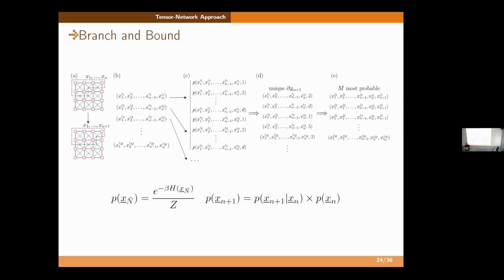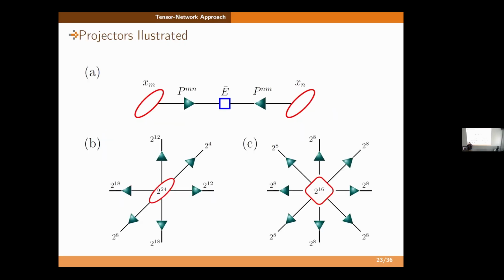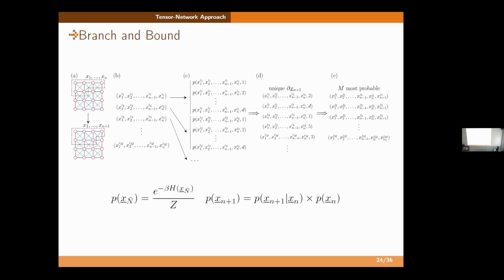Okay, so we have some way to compress it and to represent the Ising problem as something more digestible to the tensor networks. Okay, so now we go to the branch and bound step. And I hope that you can see from what is here on the slide.